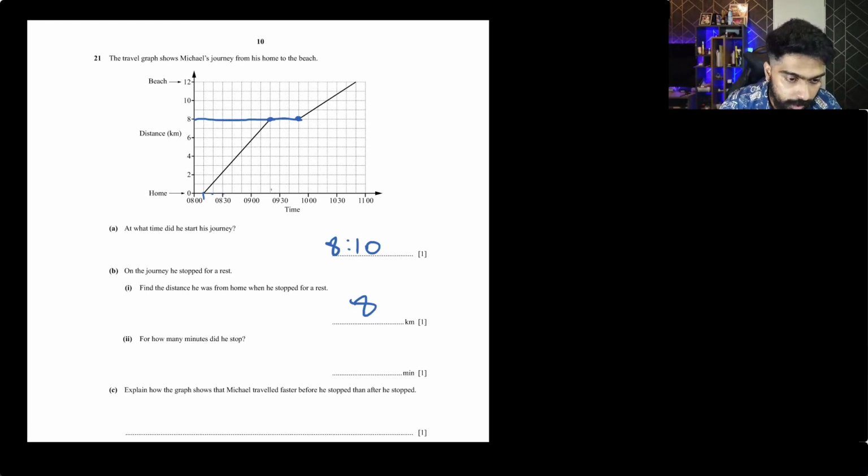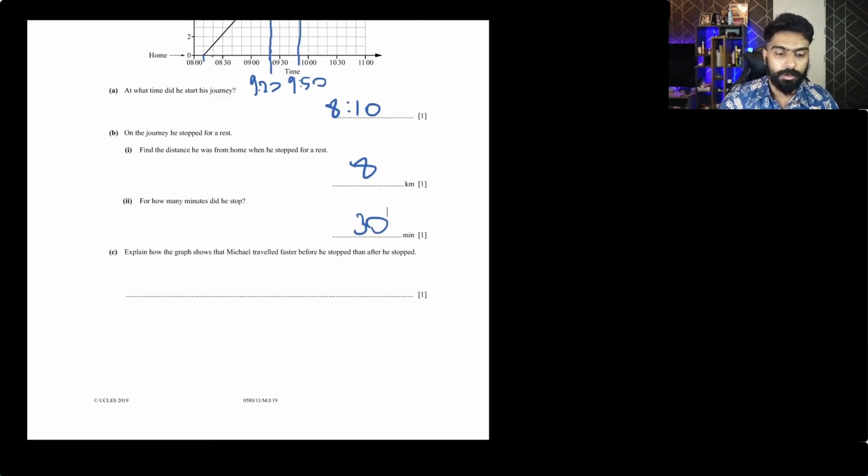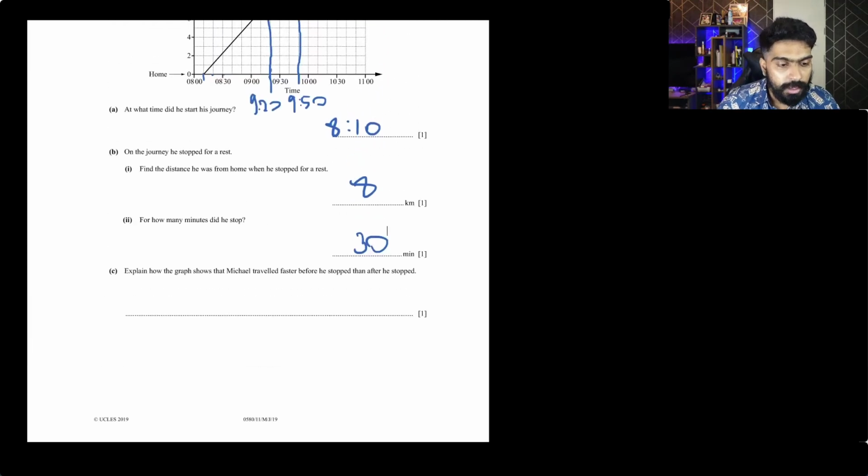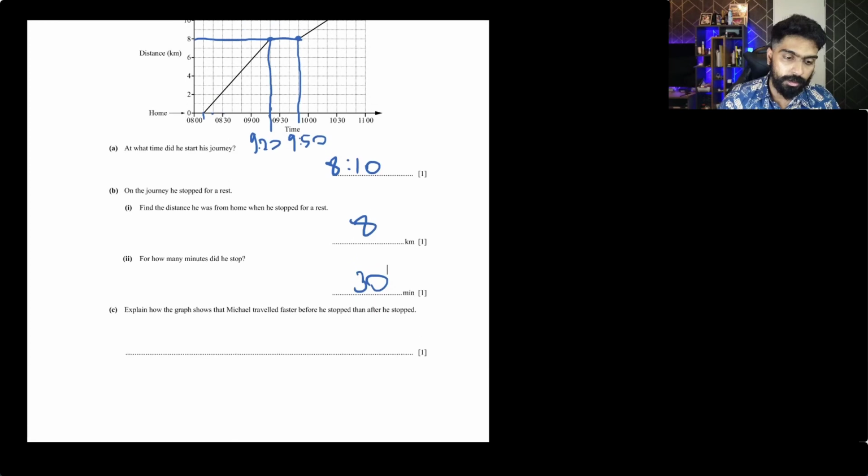Now for how many minutes did he stop for? He stopped at 9:20, right, guys? 9:20, and he finished at 9:50. So the duration was 30 minutes, 9:20 to 9:50. Now explain how the graph shows that Michael traveled faster before he stopped and after he stopped.